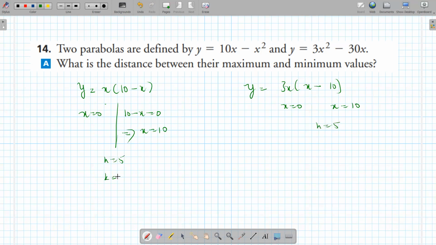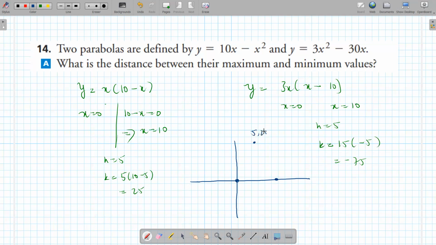The k value, now you need to plug 5 back in there, so you get 5 times 10 minus 5, so that's going to be 25. Plug 5 in there, it's going to be 15 times -5, -75. Now when you go to graph it, the first one, 0 and 10, and then your vertex is at 5 and 25. So up here, this is the first graph.